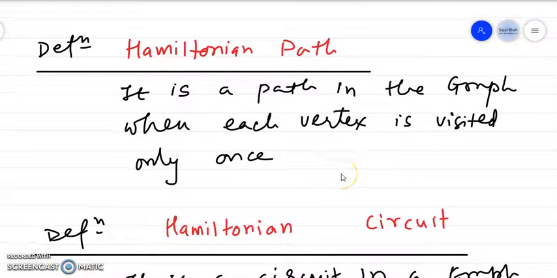Next we'll see Hamiltonian graph, but before we go to the definition of Hamiltonian graph, we'll see the definition of Hamiltonian path. It is a path in the graph where each vertex is visited only once. So in the Hamiltonian graph, you have to check that the Hamiltonian path has each vertex visited only once.